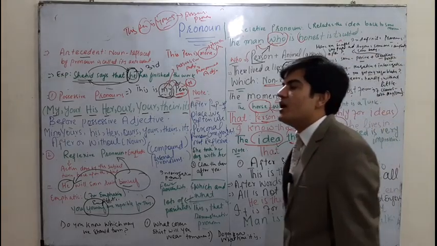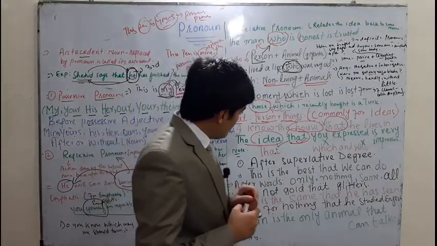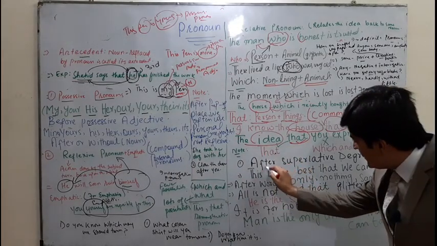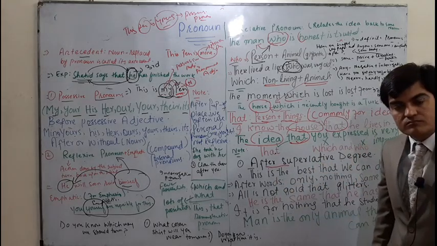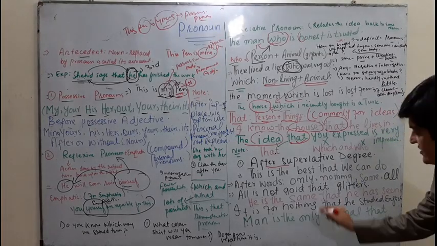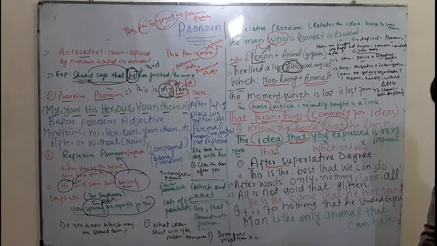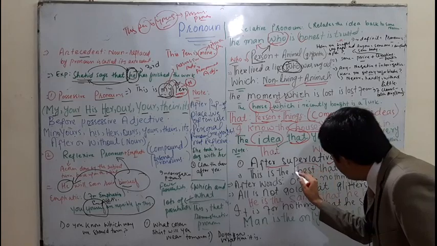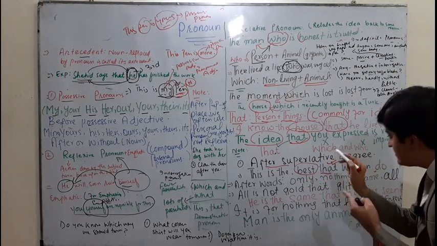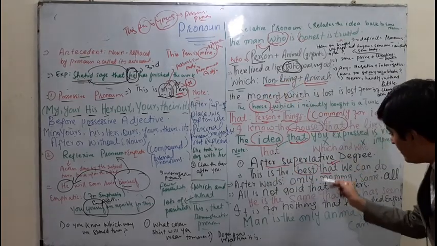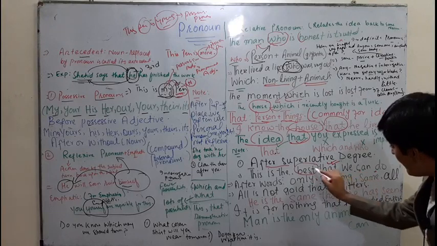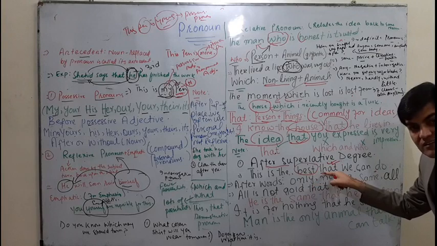Secondly, there are certain things which are very, very important to be understood. Look at these few sentences. I have said in the beginning that after the superlative degree, keep one thing in your mind. Whenever you use a superlative degree, after that you will use what? "That". Look at this: this is the best that we can do. You will use "that". Why? Because it is a superlative degree. Good, better, best. Best is a superlative degree. And after a superlative degree, you will use "that". You cannot use which, who, or what. You will use "that" instead. Understand? So this is the best that we can do. Best is a superlative degree. After a superlative degree, you will use what? That.